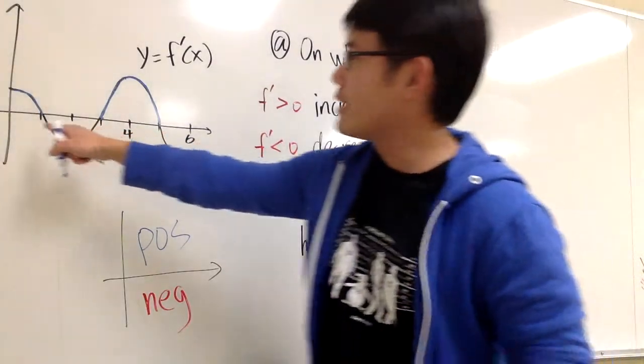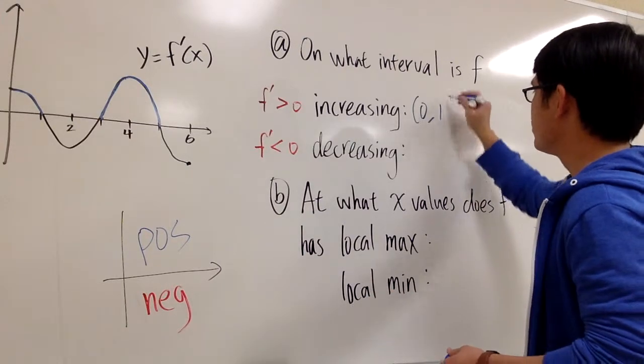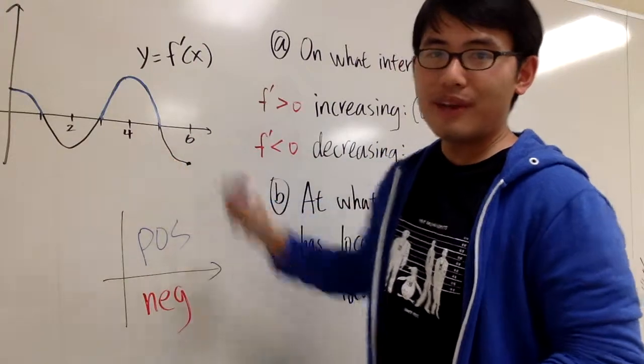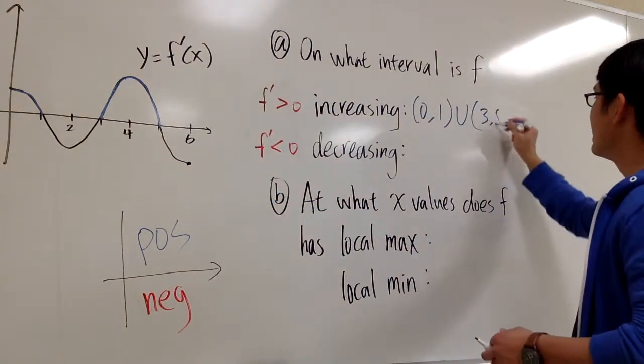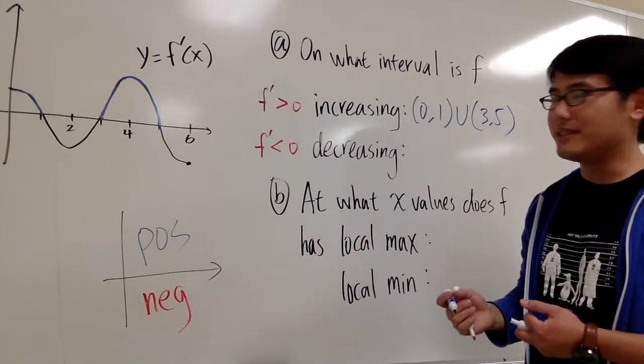The first blue part is going to be from 0 to 1. And we don't include endpoints, so we just put 0 to 1. And union, the second part will be 3 to 5. And that's it for the original function to be increasing.